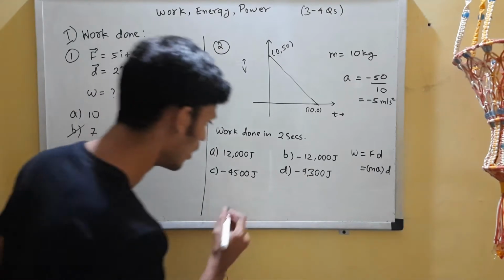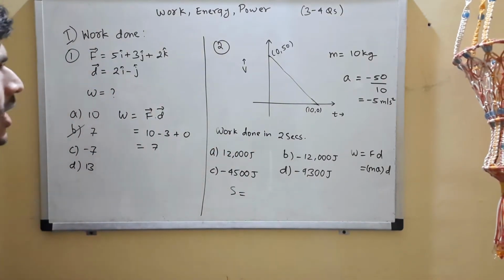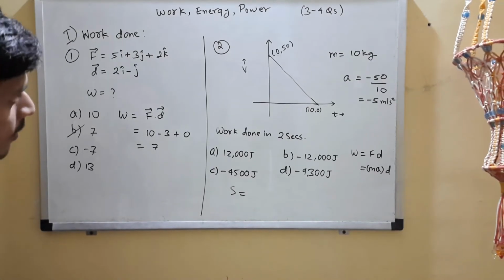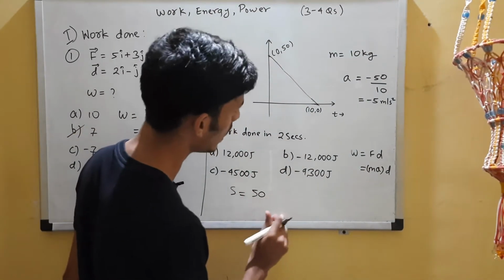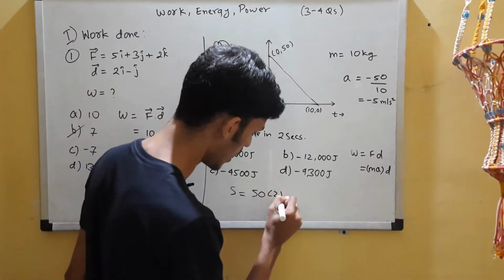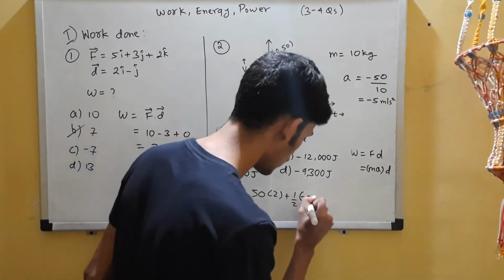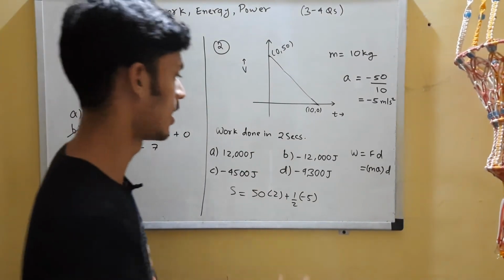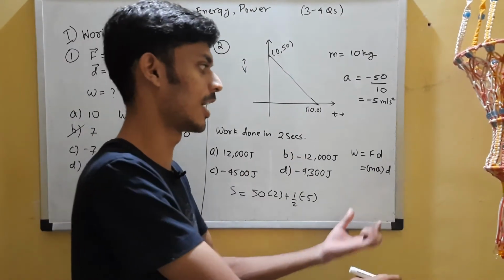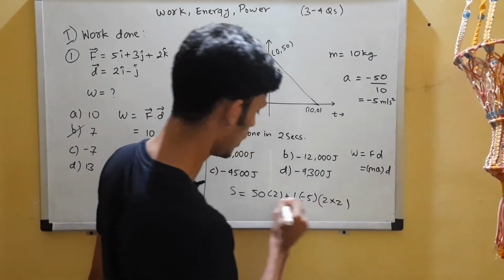So let's find the displacement. We'll use S = ut + half at squared. You can see that the initial velocity is 50 when time is 0. The velocity is 50, into t, so that is 2, plus half a, acceleration is -5, so a into t squared. We are supposed to find displacement in 2 seconds, right? Because we want to find work done in 2 seconds, for which we need displacement in 2 seconds. Time is 2 seconds over here.